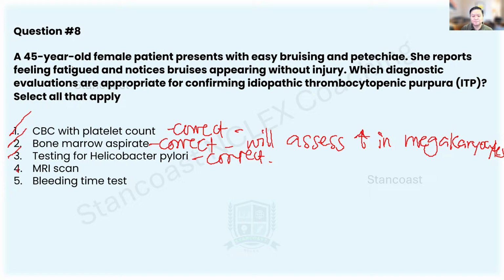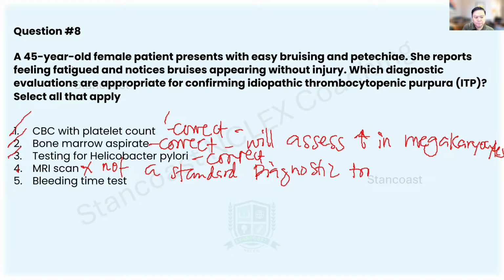What about number 4? MRI scan. Will the MRI scan be a diagnostic tool to help determine the ITP? No, it is not a standard tool in the diagnosis. What we usually will use are the platelet count and the bone marrow. MRI will not do that. It's not a standard diagnostic tool. Okay, so we're gonna mark that as X.